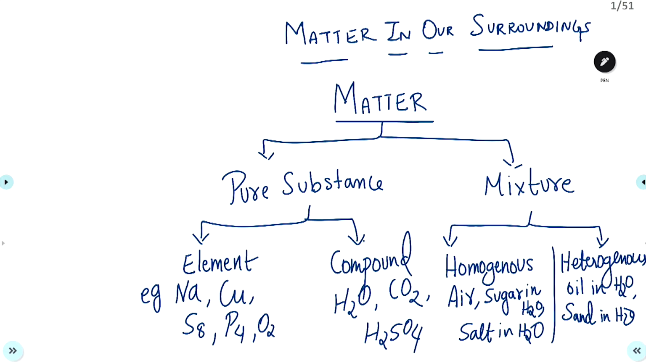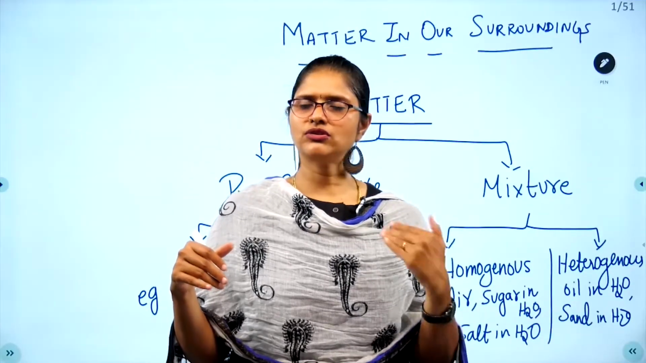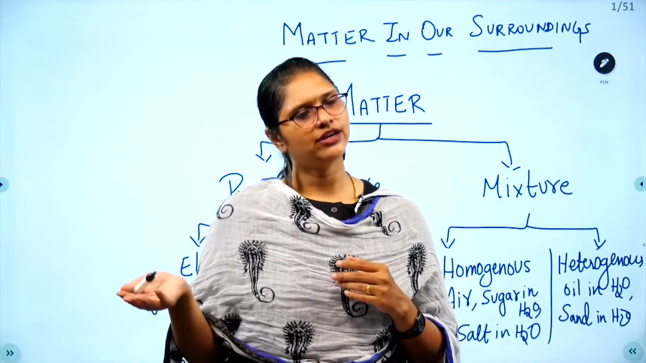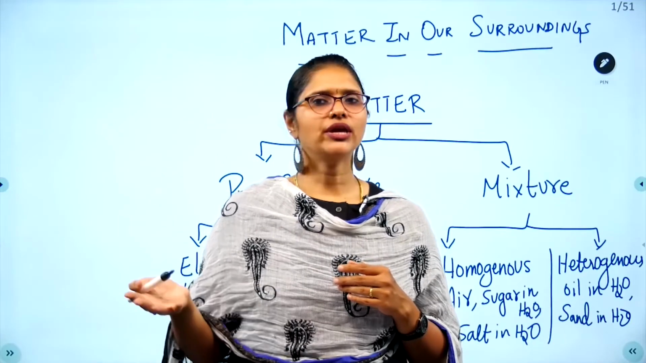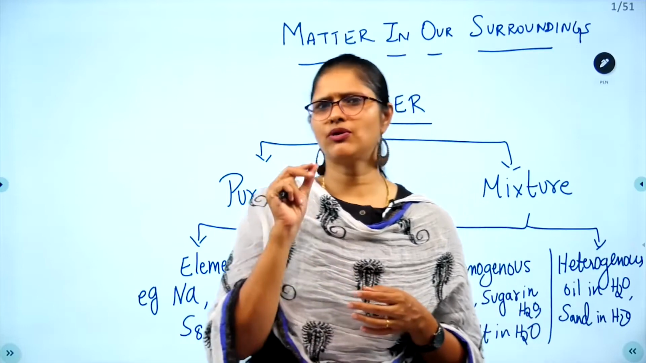So mixture is of two types, homogeneous and heterogeneous. Homogeneous is where the particles get uniformly distributed, whereas in heterogeneous they don't get uniformly distributed. Examples for homogeneous mixture: air, sugar in water or salt in water. Heterogeneous mixture: oil in water, sand in water. Calcium carbonate also we can say, chalk piece powder is there, no?